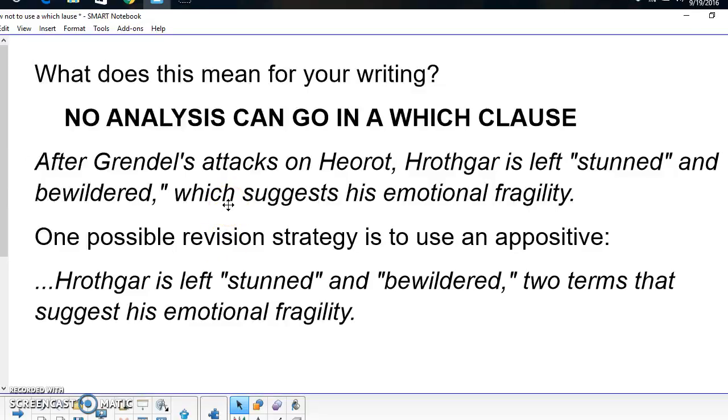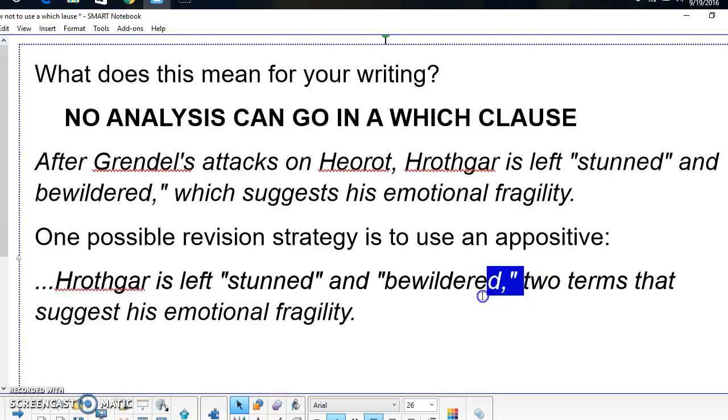The good and bad thing is there isn't one way to fix it. One possible way that you can do it is to use a thing called an appositive. An appositive is a phrase that renames another noun. And you can use it with a comma. We're going to learn that rule coming up a little bit later. And it works very nicely. It gets you out of the problem of the which clause, but it doesn't take a lot of fiddling with the sentence. So, after Grendel's attack, blah, blah, Hrothgar is left stunned and bewildered, comma, and here's my appositive.